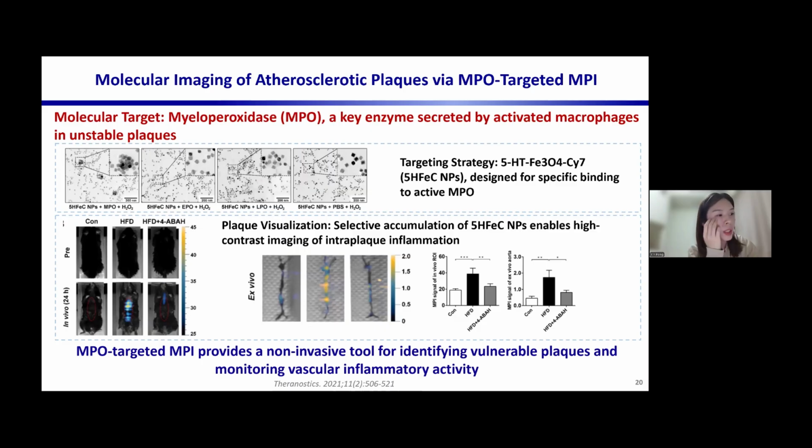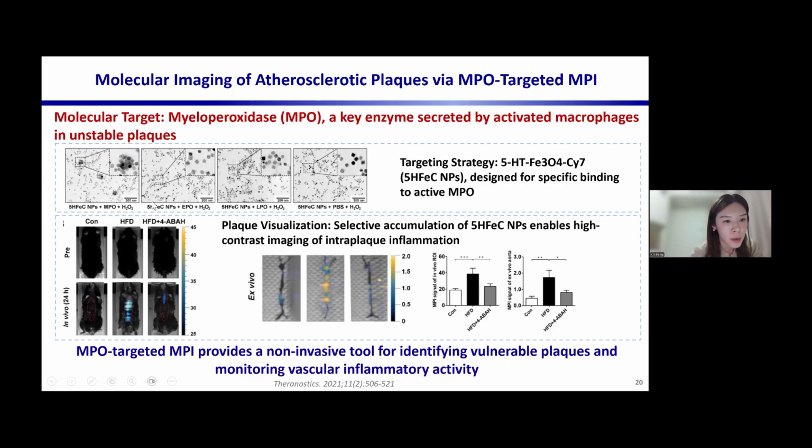Here, let's look at our application in vascular imaging. In this study, we performed molecular imaging of atherosclerotic plaques, focusing on a very classic inflammatory biomarker called MPO. This is an enzyme secreted by activated macrophages. To target MPO, it's not a new tracer design. Actually, we used a design that has been published earlier in MR studies. To target MPO, we functionalize the surface of SPIO with serotonin.